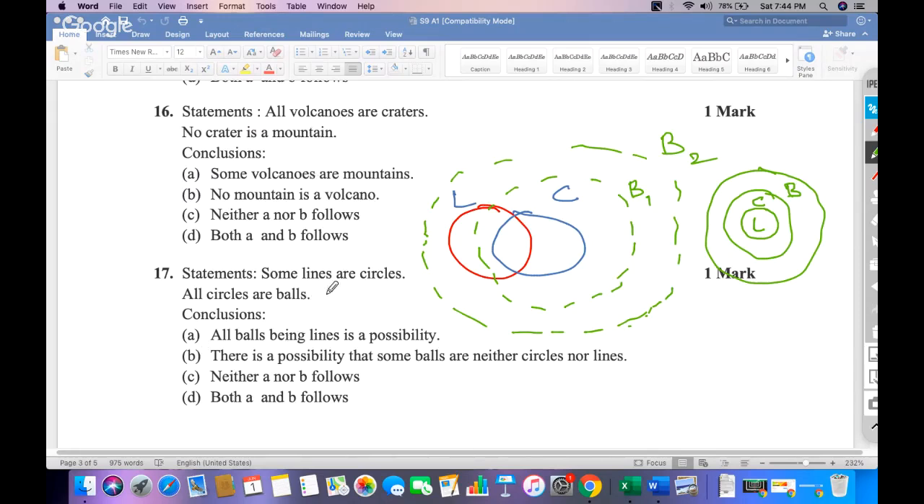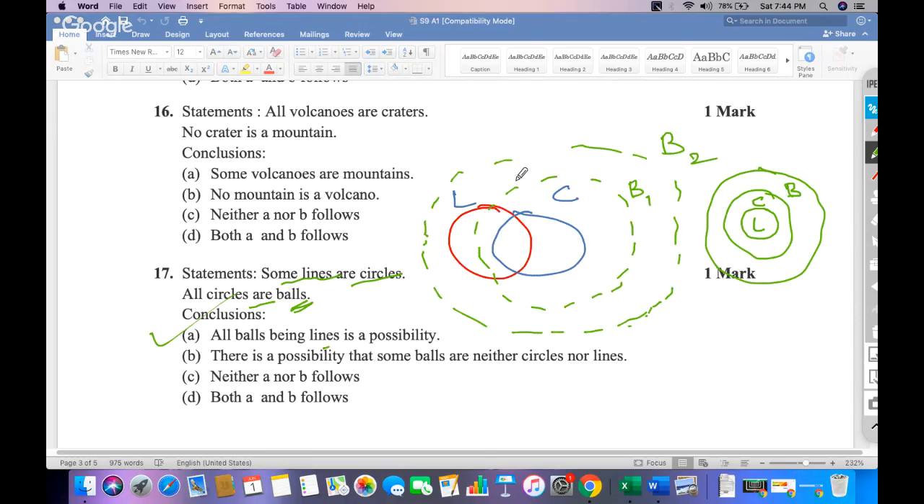What has been given? Some lines are circles. All circles are balls. So all balls being line is a possibility is correct. There is a possibility that some balls are neither lines nor circles. Is there a possibility? Some balls are. There is a possibility that some balls are neither lines.